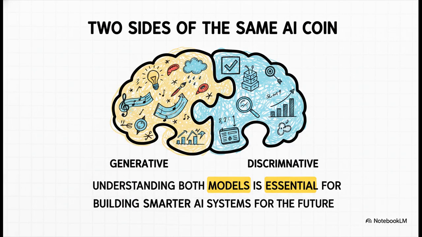So at the end of the day, it's not about which one is better. They're two sides of the same AI coin. In fact, some of the most powerful systems, like the GANs we mentioned, actually make them work together. A creator and a critic, pushing each other to get better. To build truly intelligent systems, we absolutely need both.